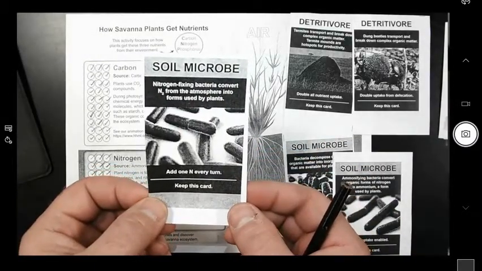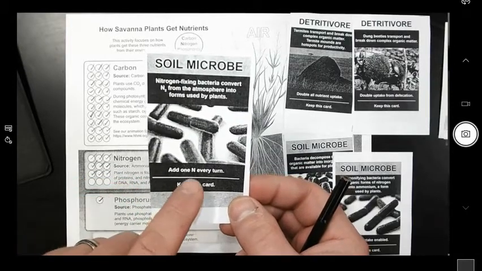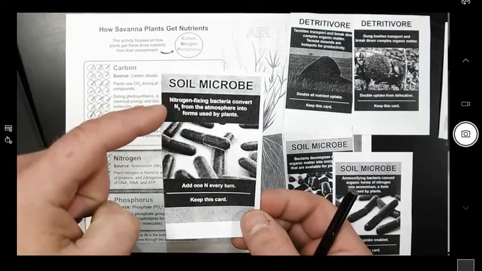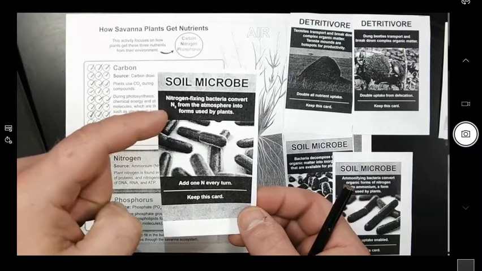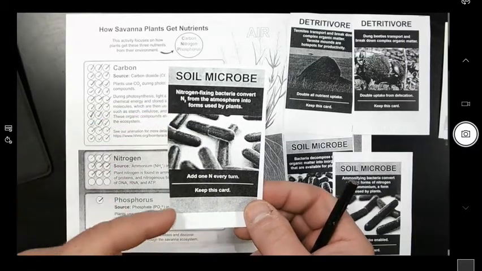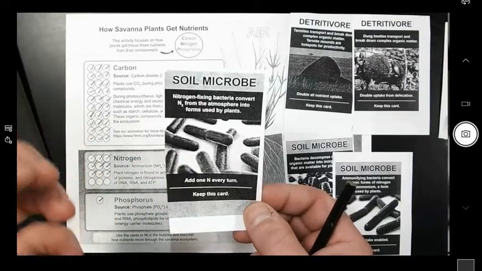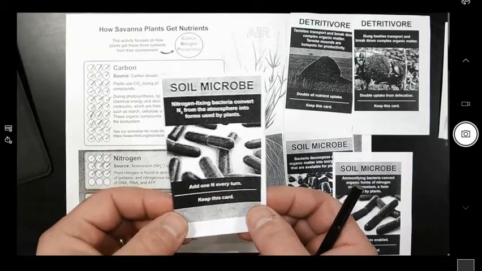Nitrogen-fixing bacteria convert nitrogen from the atmosphere, and okay. Add 1 in every turn. Nitrogen-fixing bacteria convert nitrogen from the atmosphere into forms used by plants. A new one. So this is now one that takes nitrogen from the atmosphere and turns it straight into a usable form by the plants. We like this one.